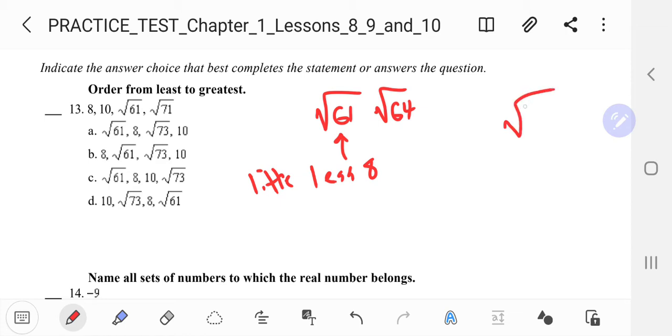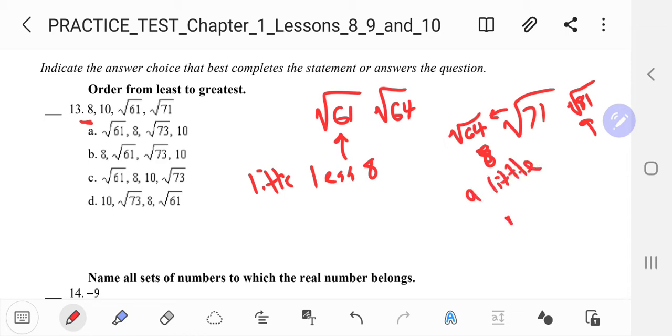And then we have the square root of 71, which is bigger than the square root of 64 but smaller than the square root of 81. So it's in between 8 and 9, but a little bit closer to 8, so it's like 8.5-ish, maybe 8.4 or something like that. But it doesn't matter because we have 8. So a little less than 8, a little more than 8.